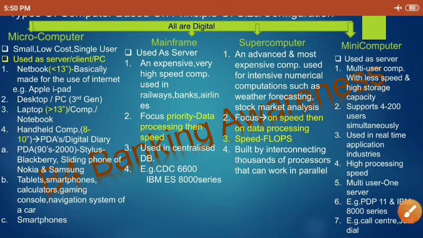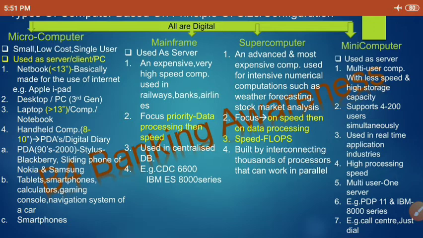First one is microcomputer. These are very small, low cost and single user computers. They are used as server or client or PC. Microcomputers are divided into different types such as netbook. Netbooks have a size less than 30 inches, and they are basically made for the use of internet. For example, iPad.